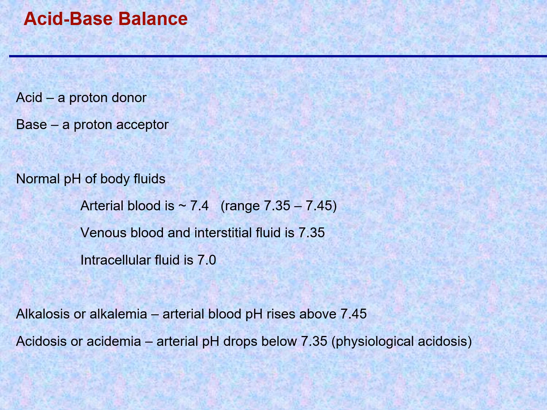Anything above 7.45, and we're talking now about the plasma and the arterial blood, would be alkalosis or alkalemia, and anything below 7.35 in the arterial plasma would be considered acidosis, sometimes also called acidemia, although alkalosis and acidosis are the two terms normally used.